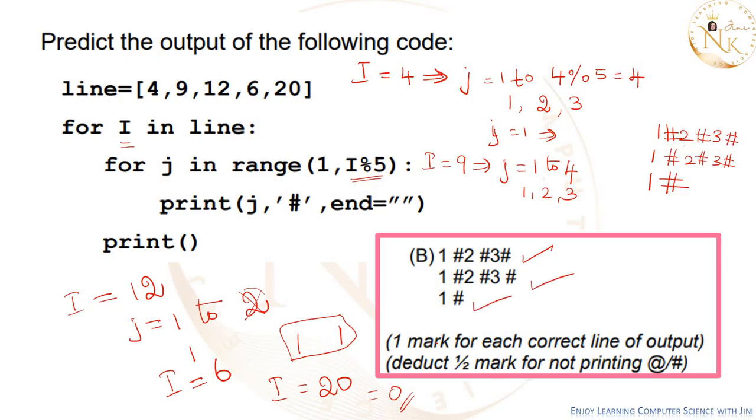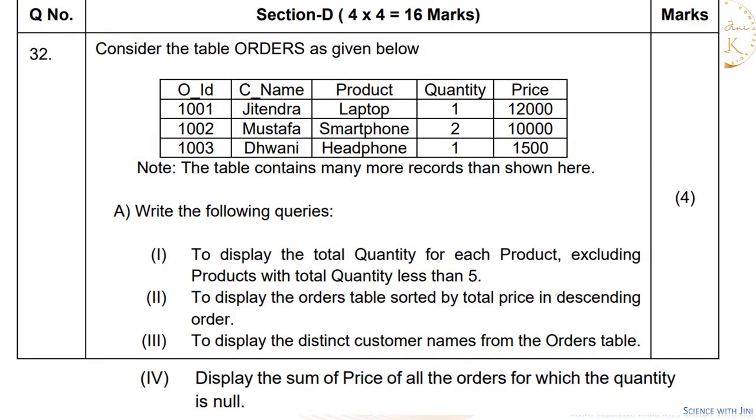So you look at the marking scheme. 1 mark for each correct line of output and deduct half mark for not printing a hashtag. Okay. So this is the answer. So let's solve the section D part in the next video.